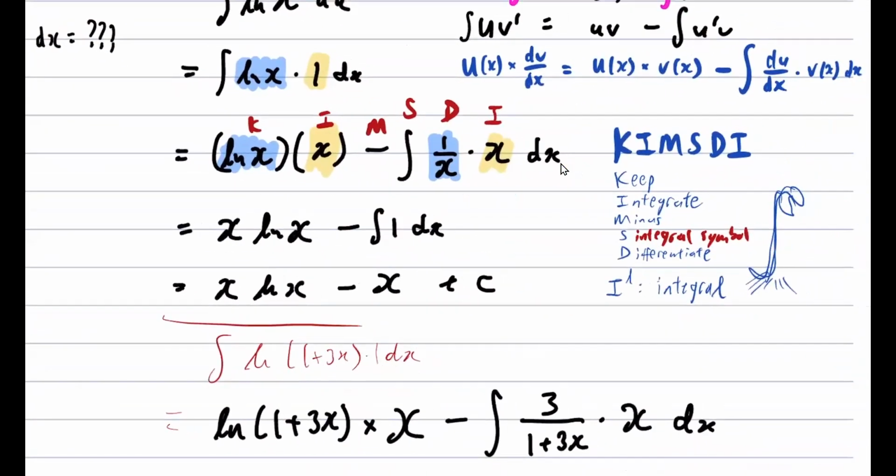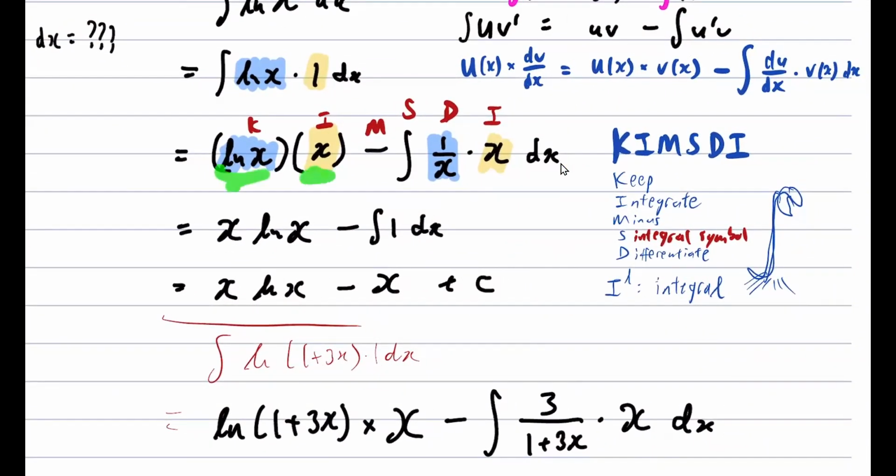Okay, so anyways, continuing, we simplify this. ln x times x, we get x ln x. Minus sign, just copy paste. 1 over x times x, luckily they cancel off. You're left with just a 1. Integrate 1, you get x. Don't forget plus c. That is for ln x.